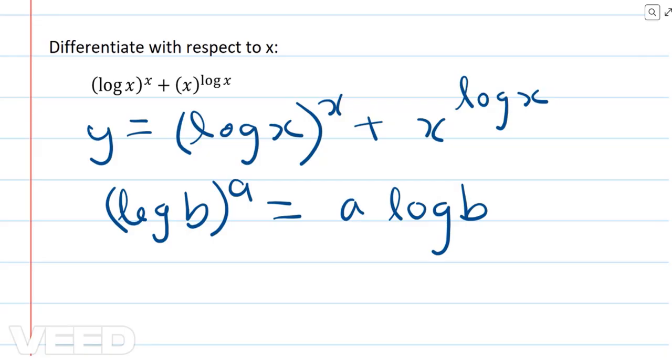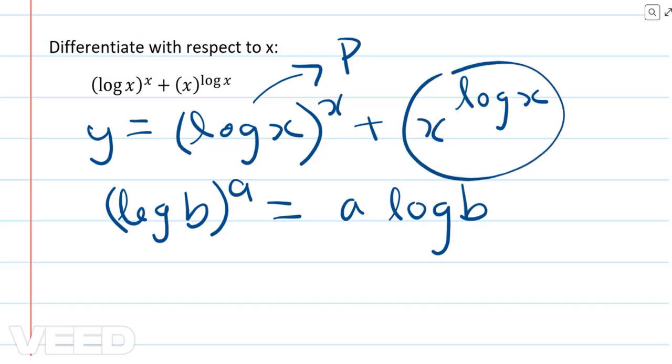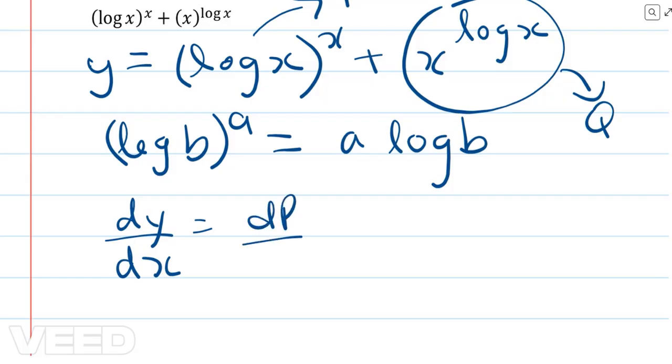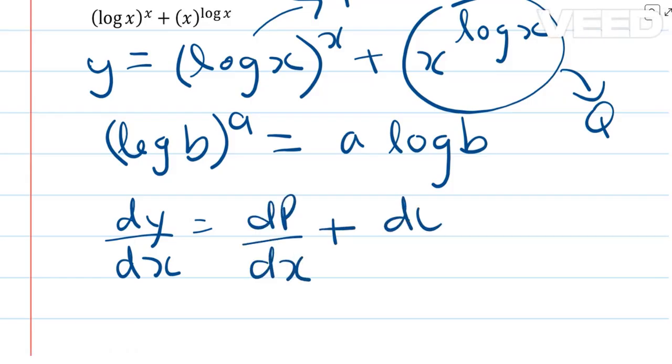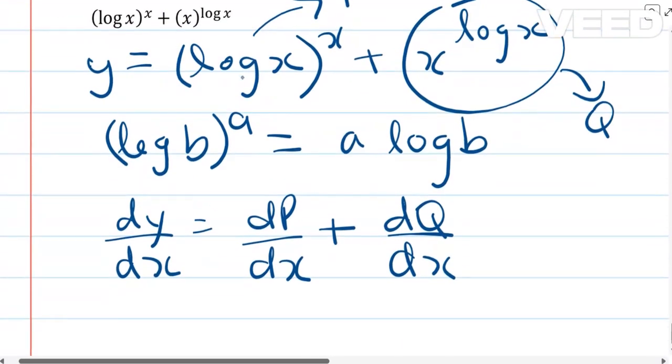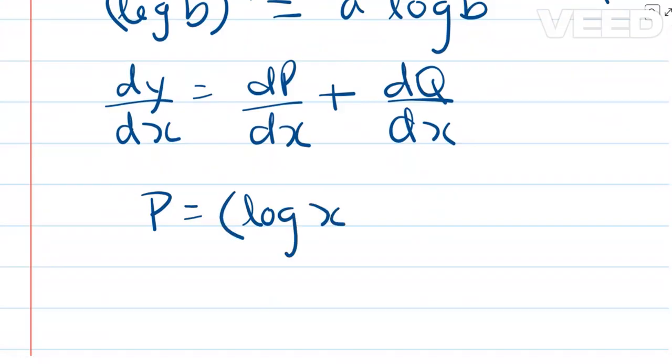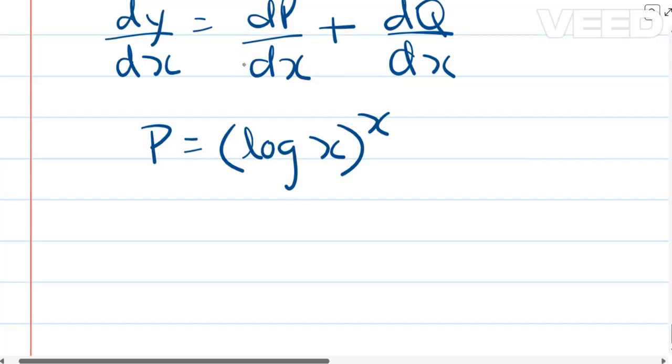I hope this makes sense. Now, in this kind of problem, we'll be separating the terms by taking this as p, this term as q. We'll be differentiating them individually, and it will look like this: dy by dx is equal to dp by dx plus dq by dx. So firstly, we'll be taking the term p is equal to (log x)^x, and taking log on both sides.